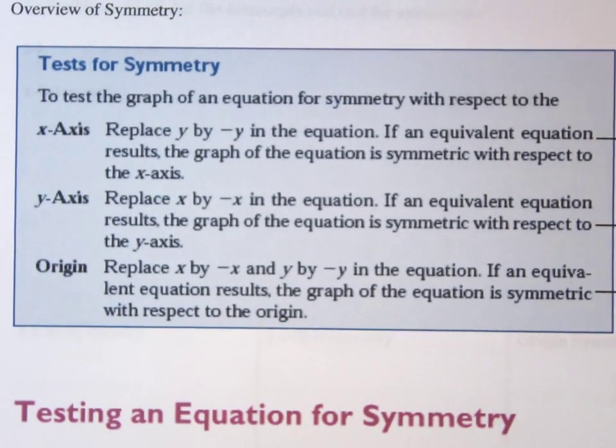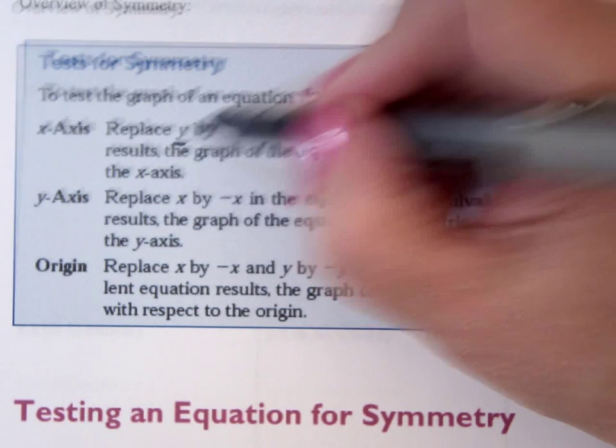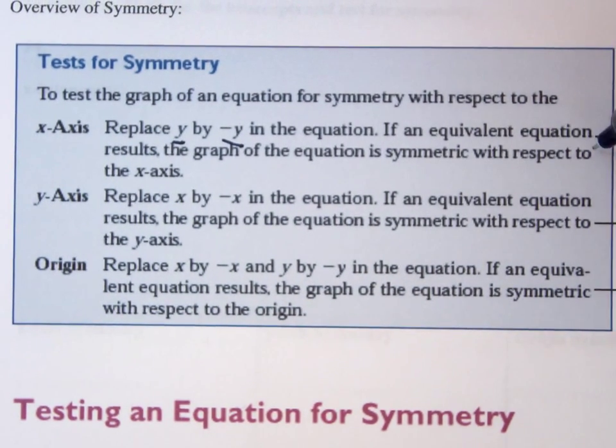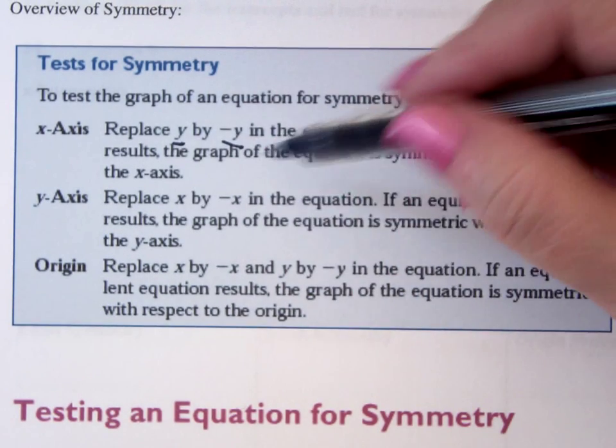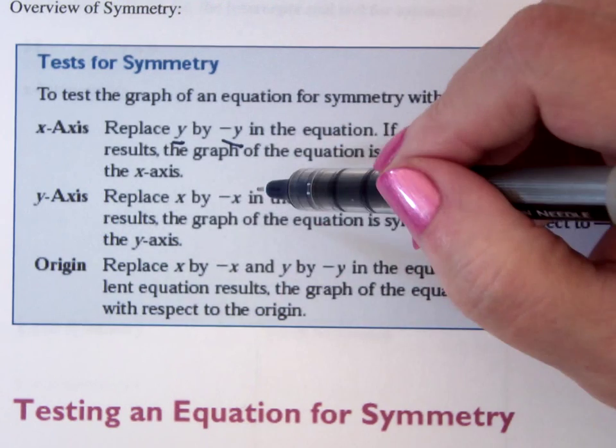Test for symmetry. X-axis: I replace y with minus y in the equation. If an equivalent equation results, the graph of the equation is symmetric with respect to the x-axis.